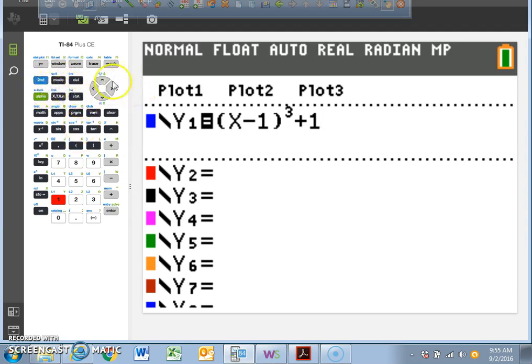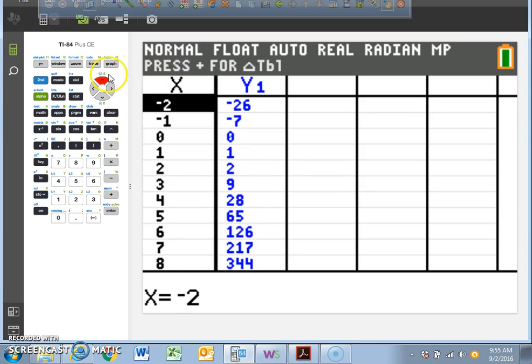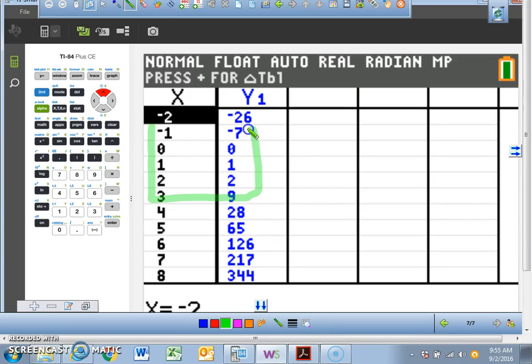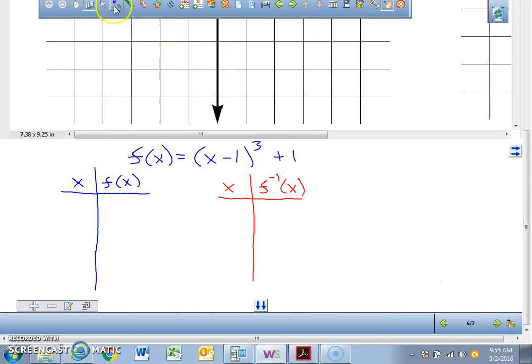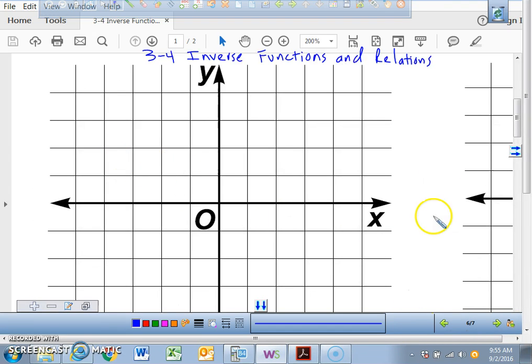So we're going to look at the table of that. Hit second table. We'll scroll up here, and we're only going to do a certain portion of the table. What I want you guys to write down right now is just this portion on your paper. Okay? So right there from -1 to +3. Right here, I'm going to go from -1 to +3. Okay? So -1 was -7.